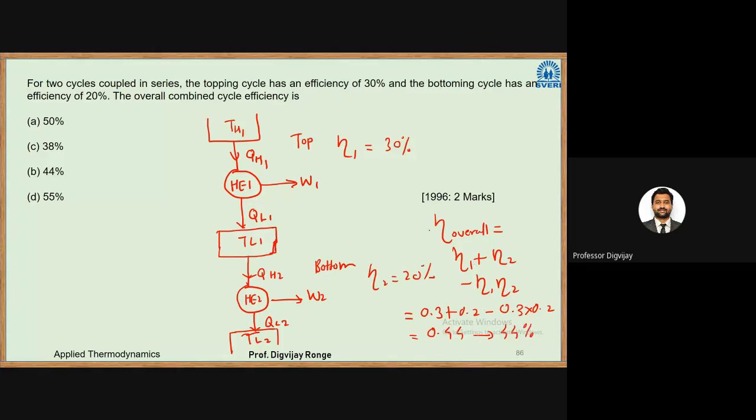Okay. This is a very important formula here. If there is one topping cycle and one bottom cycle, overall efficiency will be equal to efficiency 1 plus efficiency 2 minus the product of the two efficiencies. So here it is 44%. As rightly calculated by Gayatri, 44% will be the correct answer.